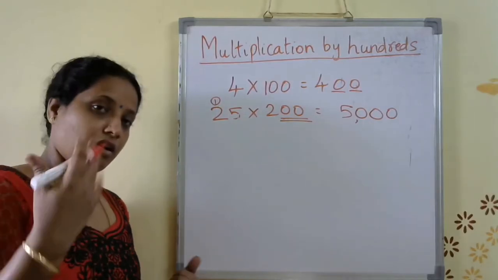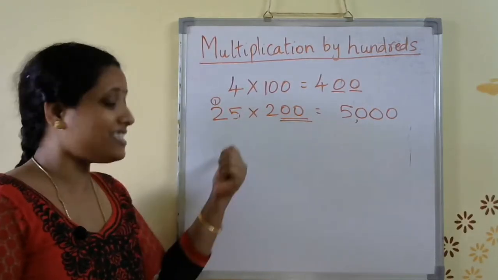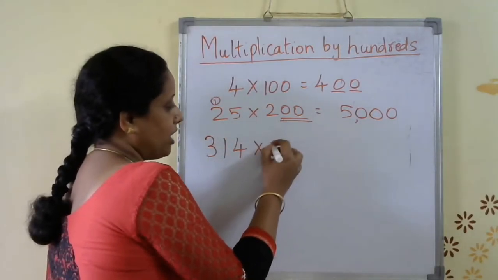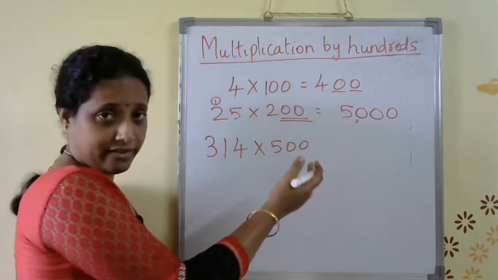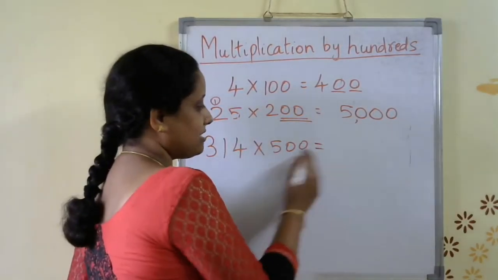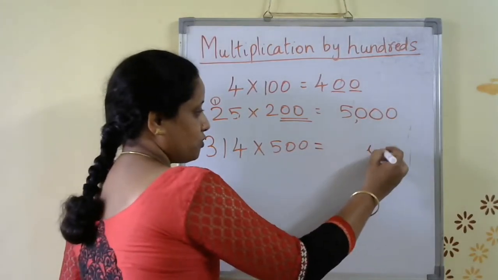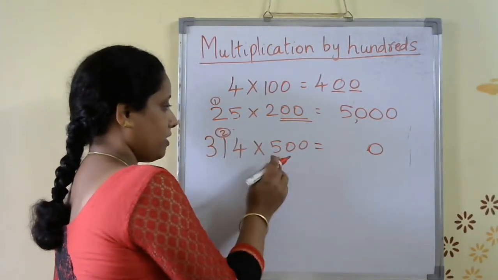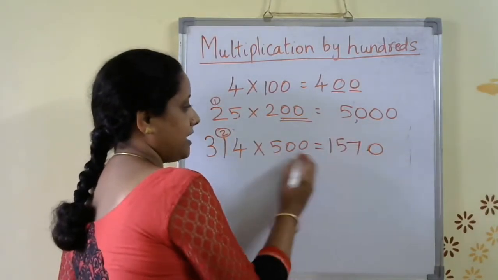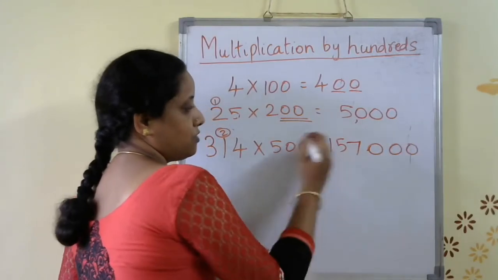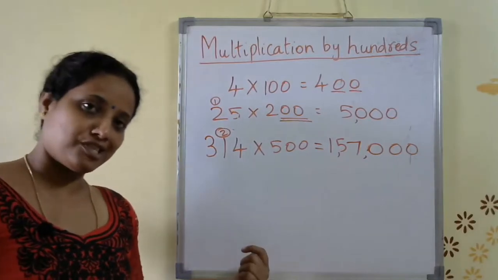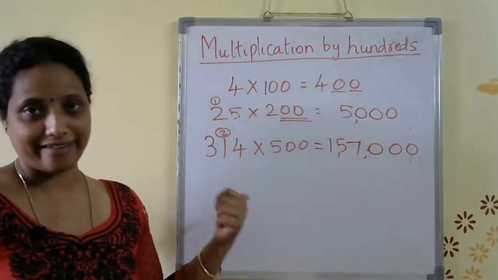Okay children, now we will move on to a 3-digit number. I want to do 314 into 500. This is 500s, right? So the zeros are going to remain as they are, and I am going to multiply by 5. 5 4s are 20, 2 carry, 5 1s are 5 plus 2 is 7, and 5 3s are 15, and I am going to put these 2 zeros behind. So this will become 1,57,000. Hope you understood how to multiply by hundreds also.